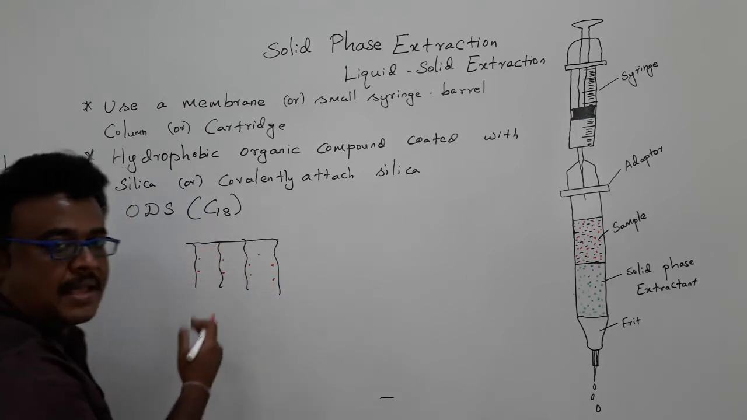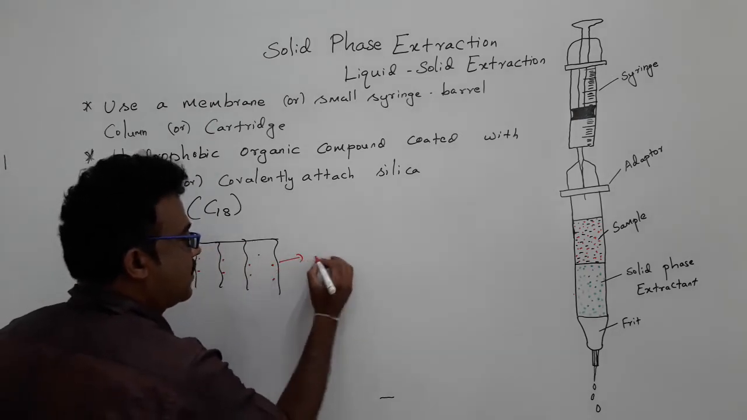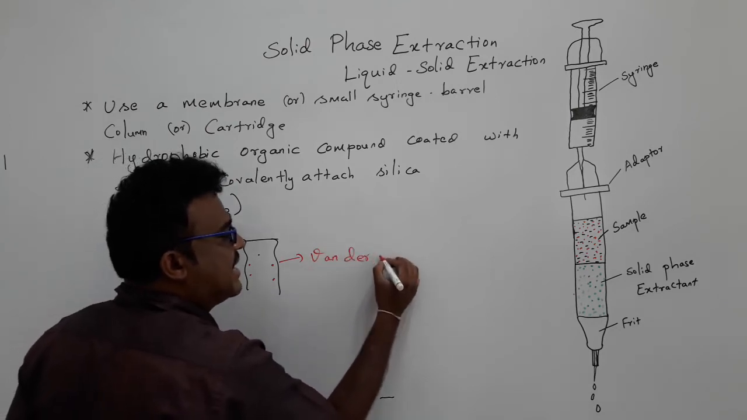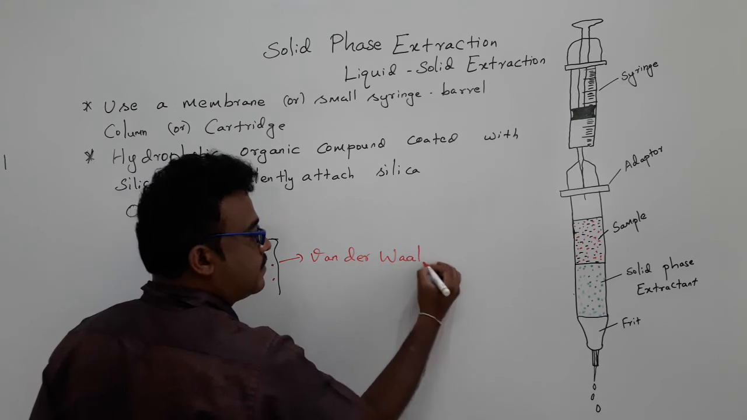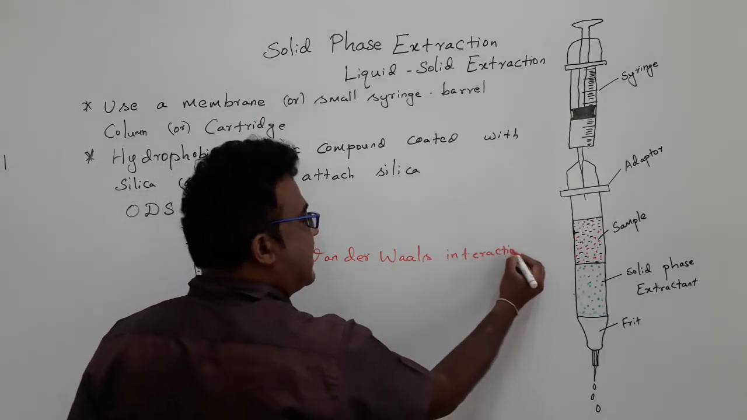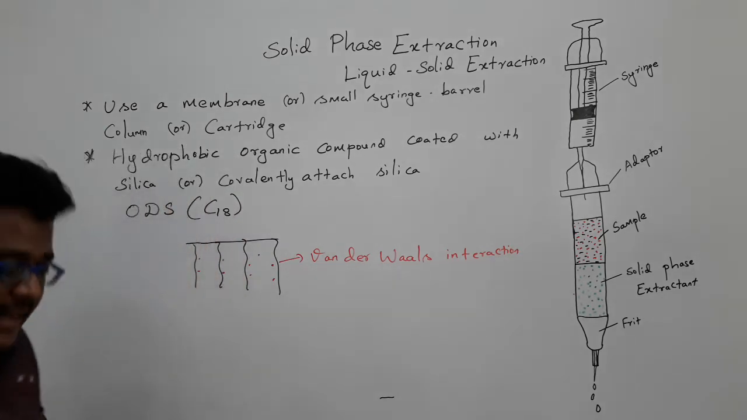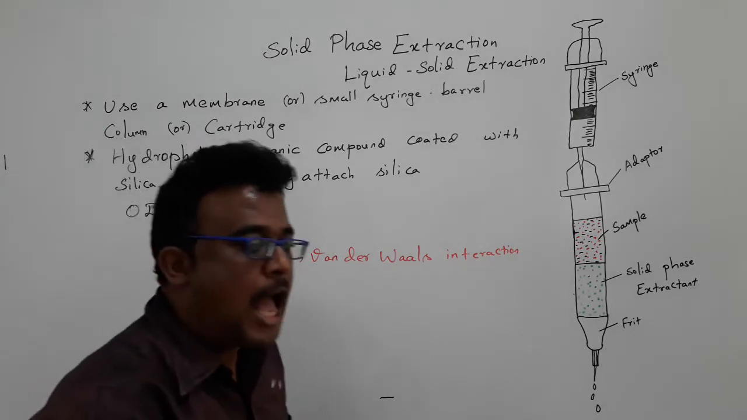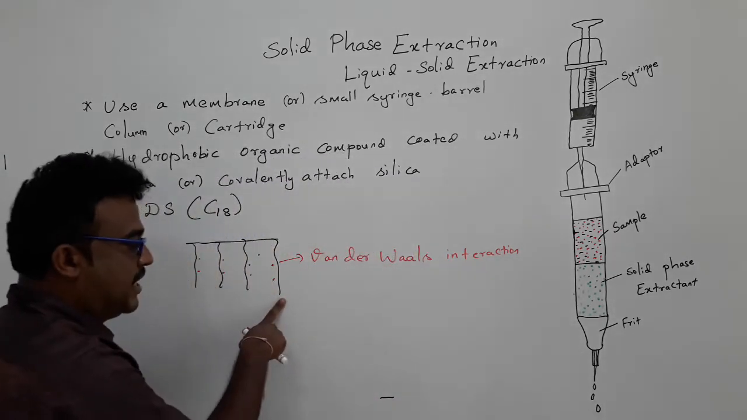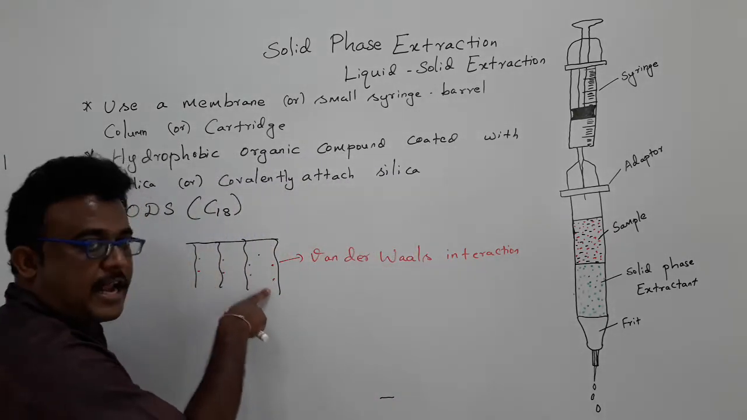Why is it trapping? Because of Van der Waals interaction. Van der Waals interaction is a kind of secondary interaction that usually happens between hydrophobic molecules. So the silica having the C18 chain traps the organic components.